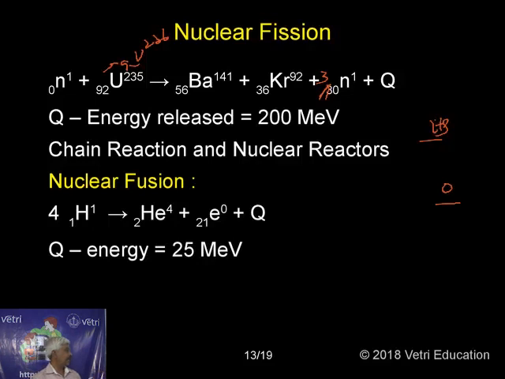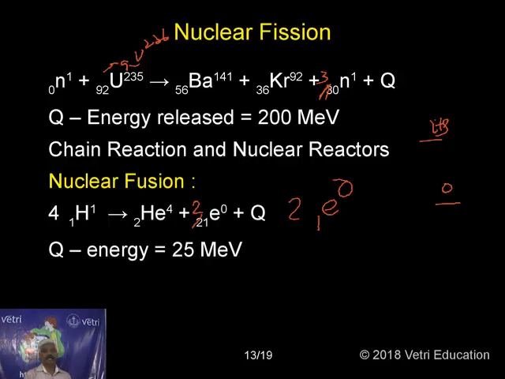For example, 1H1, 4 protons combine to form helium-4 with the emission of 2 positrons, 2 plus 1E0. That is how we have to write it. 1E0, there are 2. Therefore 2 into 1 is 2, 2 plus 2 is 4. 1 into 4 is 4. The mass number, 4 plus 0. Here also a large amount of energy is released. Nearly 25 MeV energy is released.